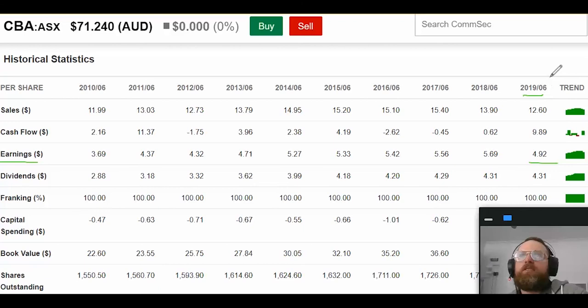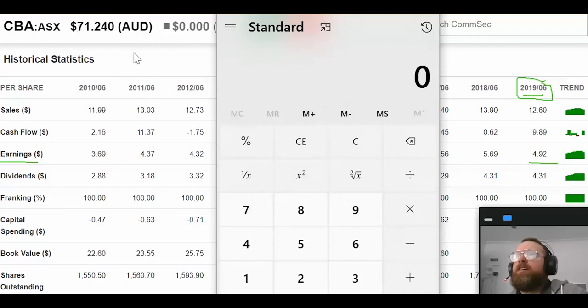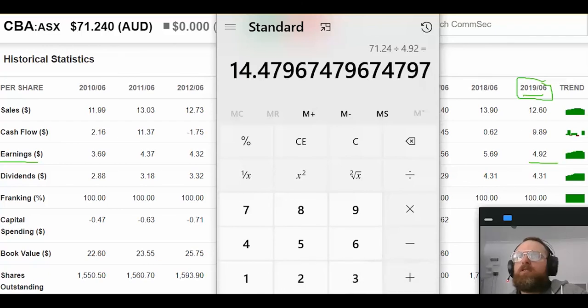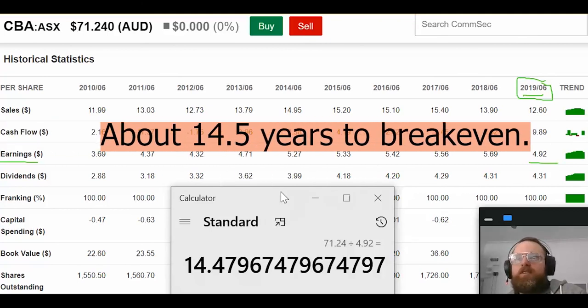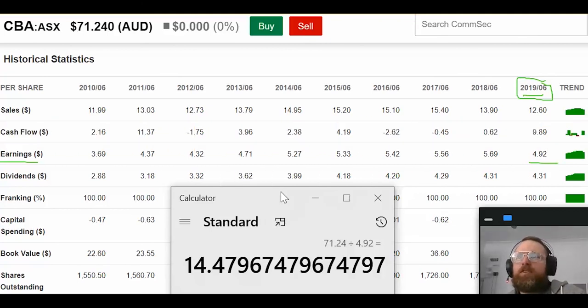$4.92 is the most recent earnings in ComSec, so we'll just use that. So if we grab our calculator and we divide the price, 71.24, by the earnings, $4.92, we get a PE of 14.47. So you can see there's a major difference between Kogan and the Commonwealth Bank. We're talking 14.5 years as opposed to 90 plus years for Kogan.